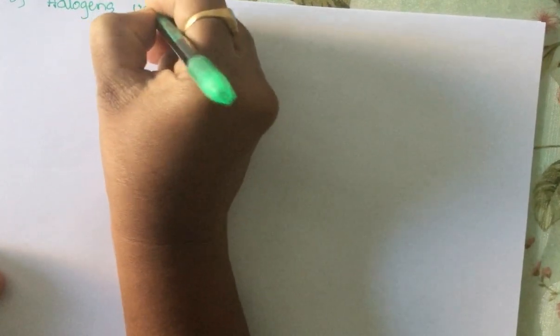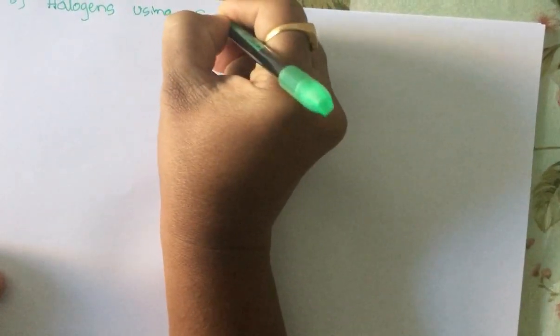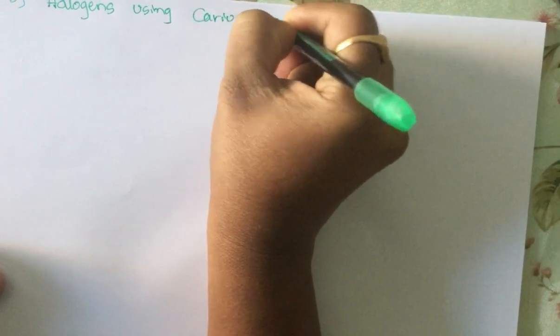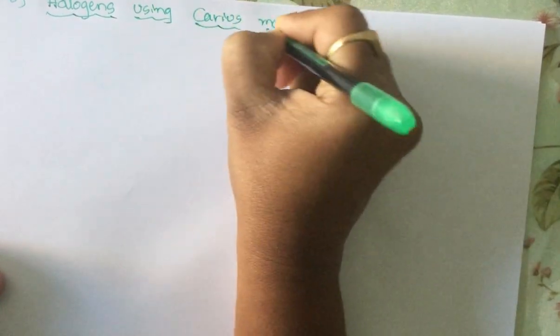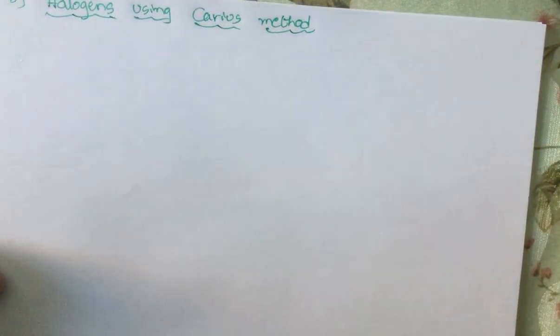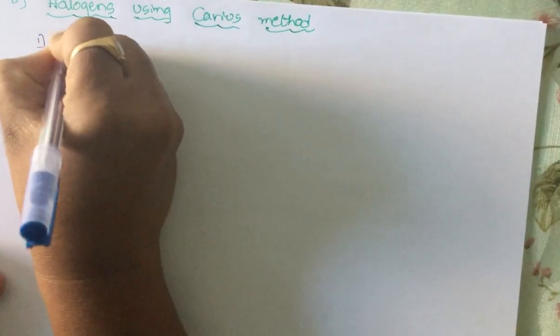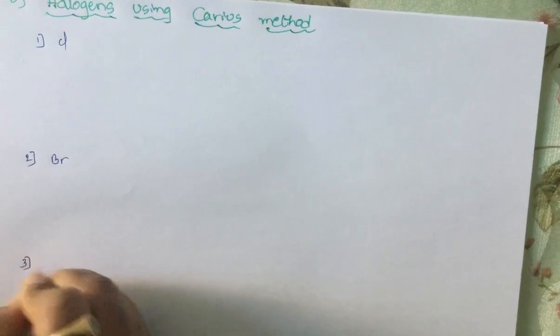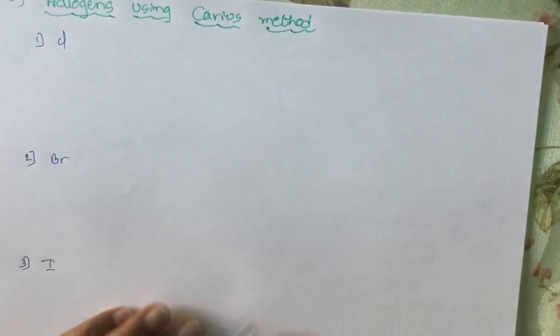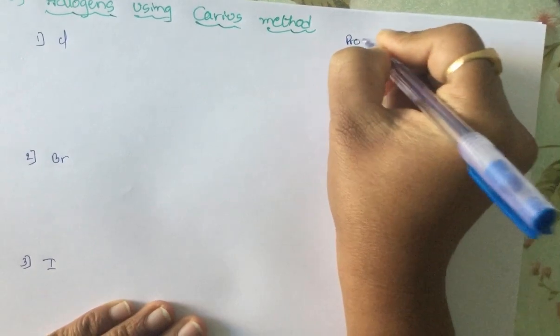Next, how can we determine halogens using Carius method? Third one, how to determine halogens quantitatively using Carius method. Let us see. I will explain it very easily. So what halogens can we estimate? We can estimate chlorine, bromine, and even iodine using this method. The process is the same. I am going to explain the process here.